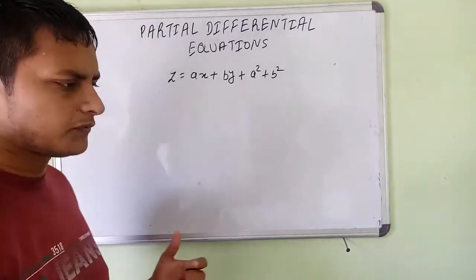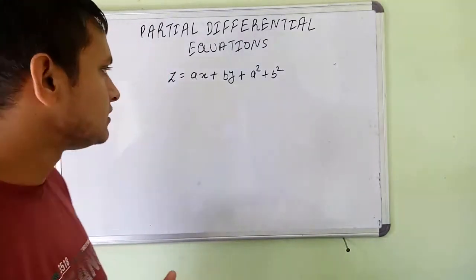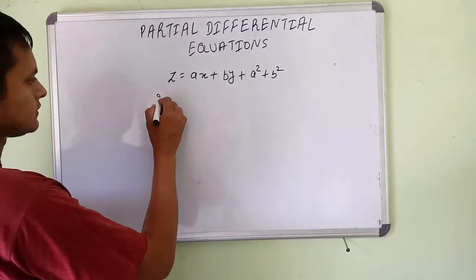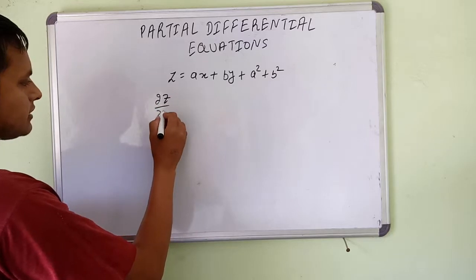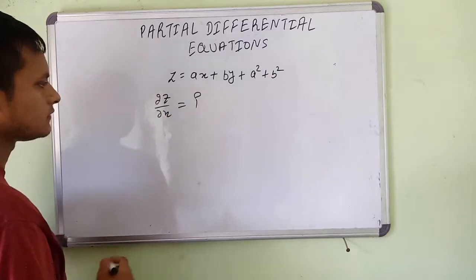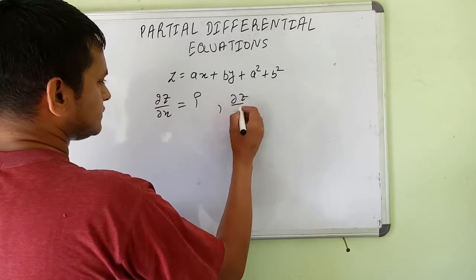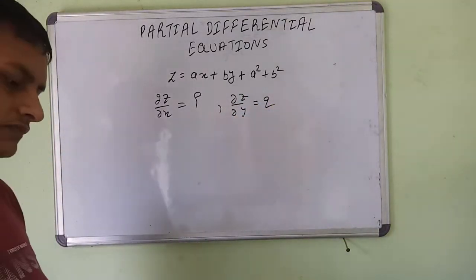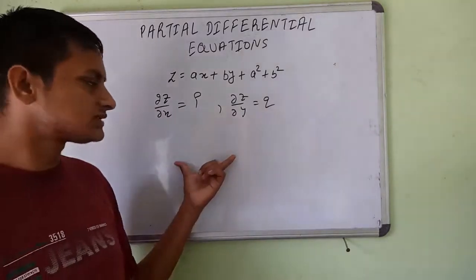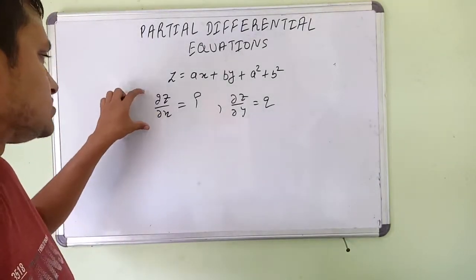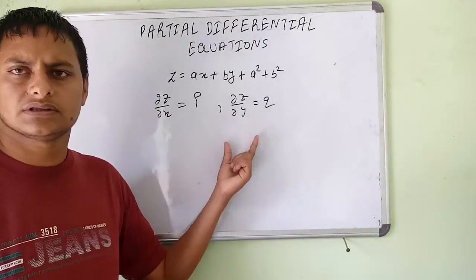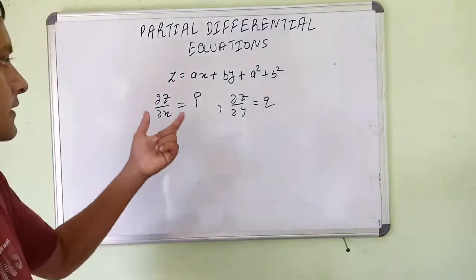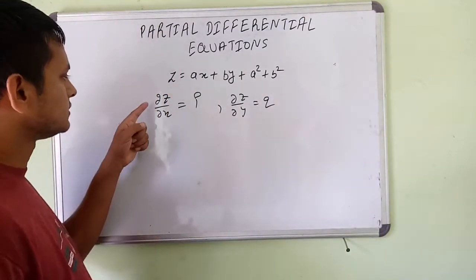Before doing this, we assume that partial z by partial x is equal to p, and partial z with respect to partial y is equal to q. Why are we assuming this? Because if we assume this, then it is easier to form the differential equation.